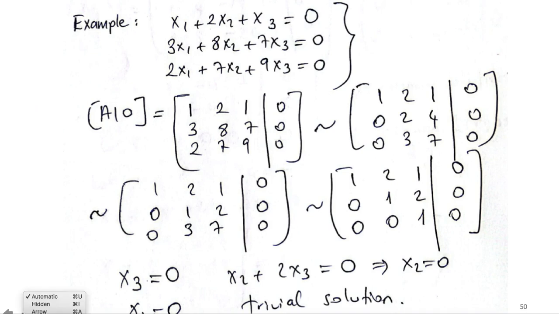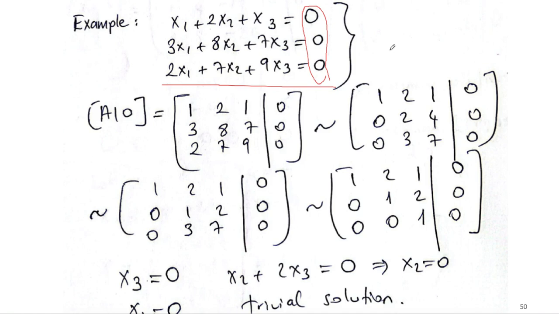Another example I will look at is here. We have, now pay attention that the right-hand sides are all equal to 0. Actually, this type of linear system, where the right-hand side of each equation equals to 0, is called a homogeneous system. It's a homogeneous system of equations.